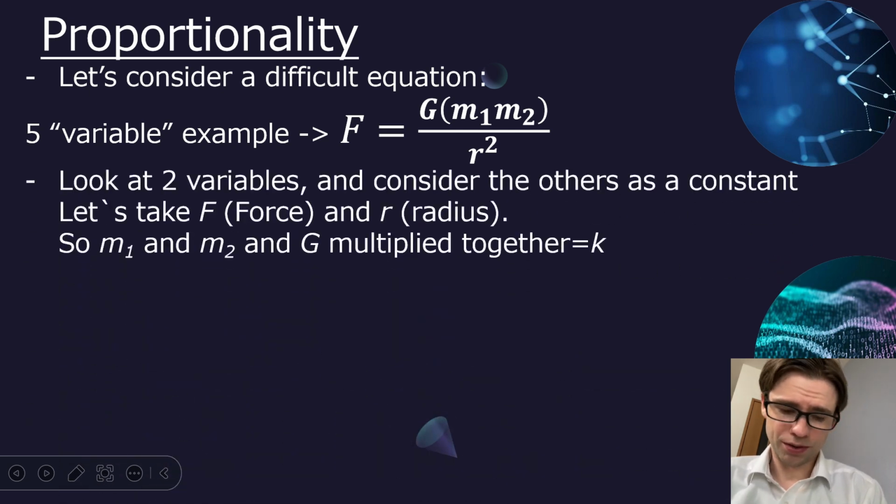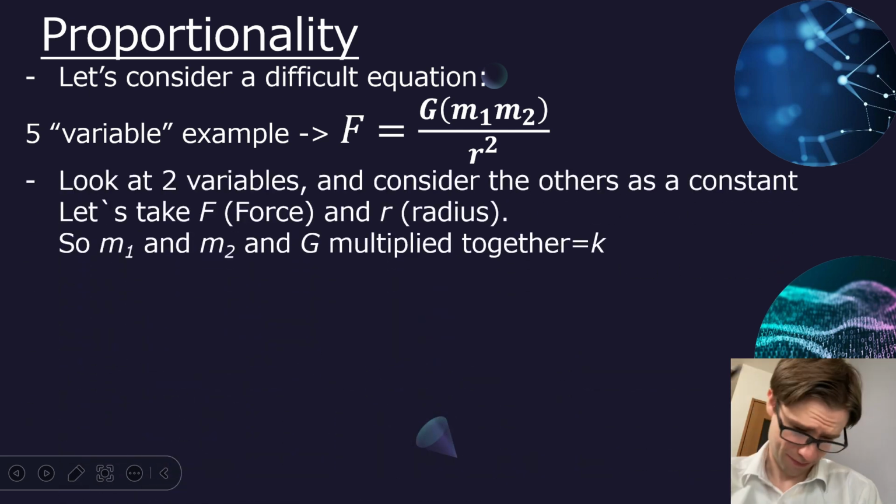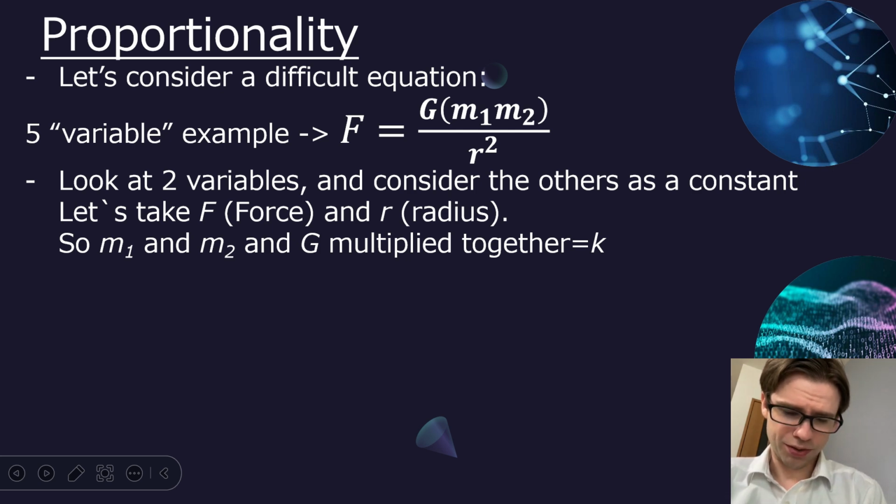Choose 2 variables. So we'll choose F and R. If you choose 2 that are not immediately set up properly, like where one is on the left and the rest of the variables are on the right, you need to rearrange the equation sometimes. But choose one that you want to be on the left of this equation, that's force here, and then another that is on the right. We can choose radius.